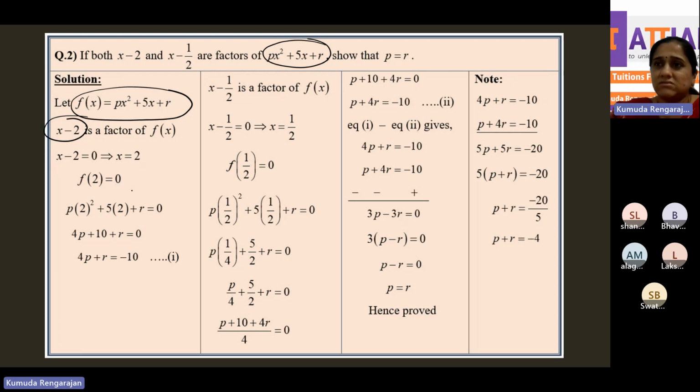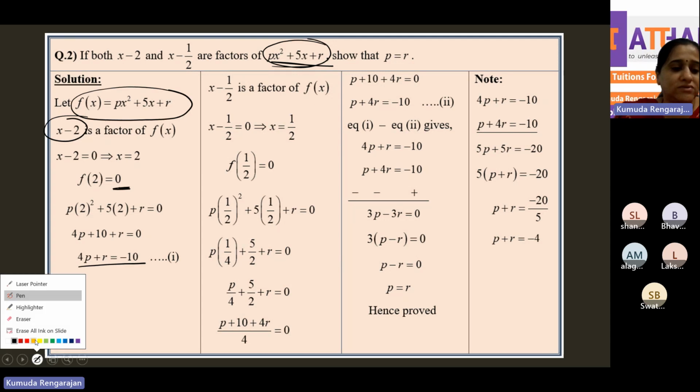The procedure is the same everywhere. So then you'll have to find f of 2. But what's the value of f of 2? It's 0. Why? Because x minus 2 is a factor, so the remainder will be 0. Then how will you find f of 2? In f of x, wherever there is x, put 2. And you get this equation: 4p plus r is equal to minus 10.